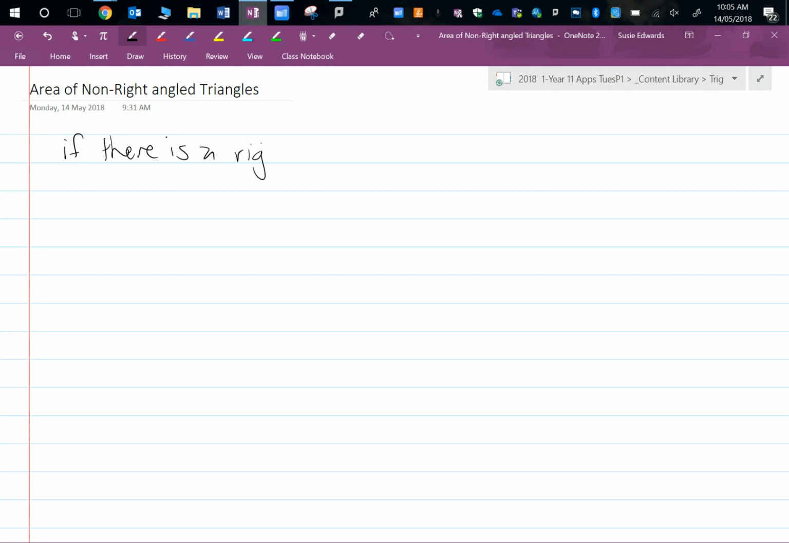A right angle. To find area, we use area equals half base times height.